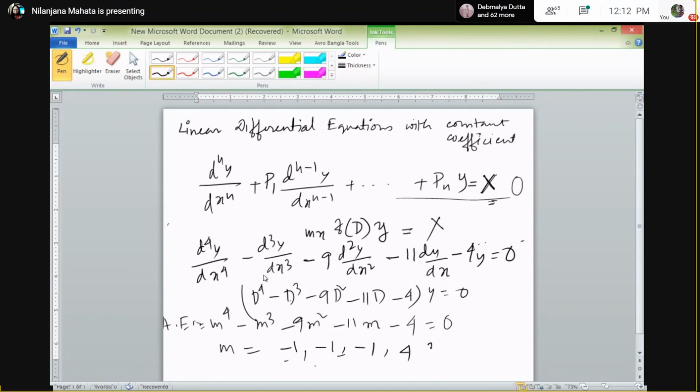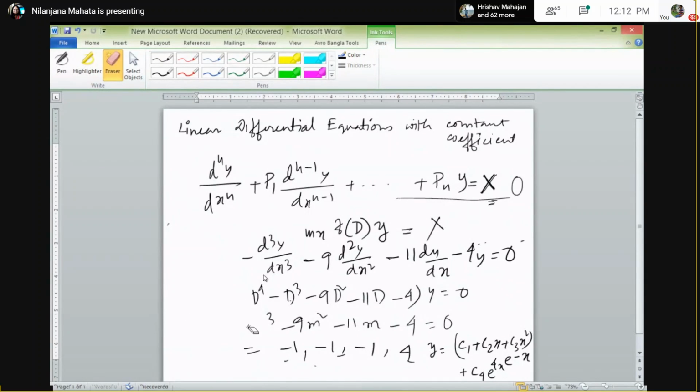So your CF will be (C1 + C2x + C3x²) e^(-x) + C4 e^(4x). Because this 4 is here, and another is e to the power minus x, and since it is repeated, this term will come. And there is another term, I won't tell you the term.